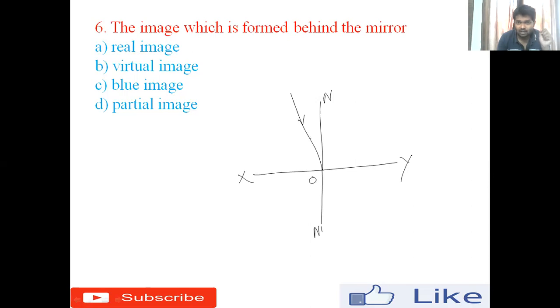Now what will happen? This is the incident light ray. I'll call this the angle of incidence. After refraction, what will happen? It changes its path. I'll call this the angle of refraction, r. If there were no XY, the light would have gone like this, right? It would have gone in a straight line because light always travels in a straight line.